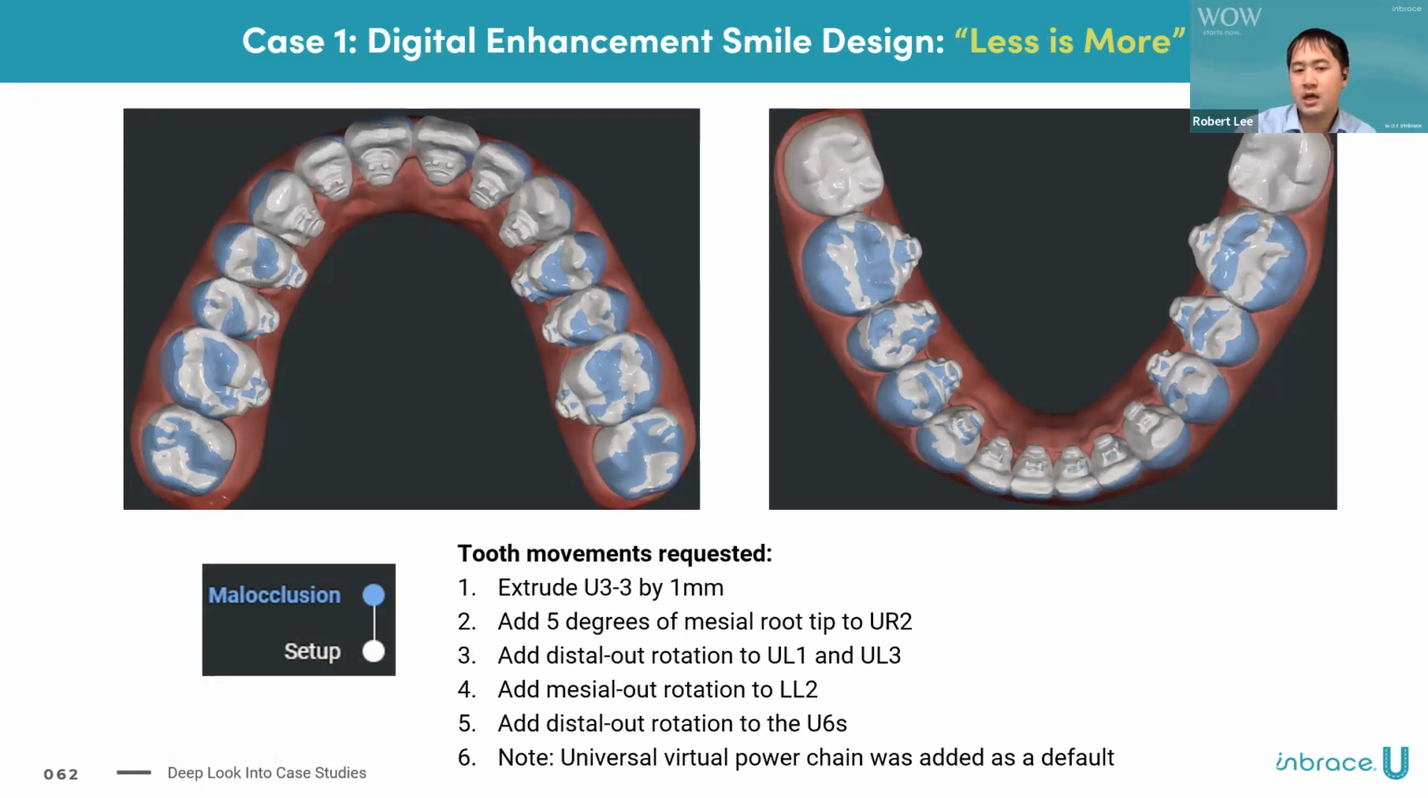We have some minor detailing, essentially how you would do your detail bends. I'm adding some mesial rotations to upper right 2, and some general rotations. So it's almost exactly like what I would do in my detail bonding.